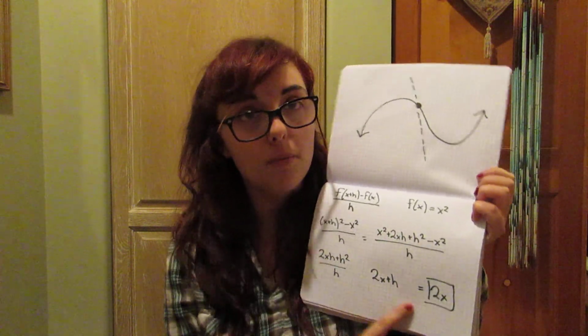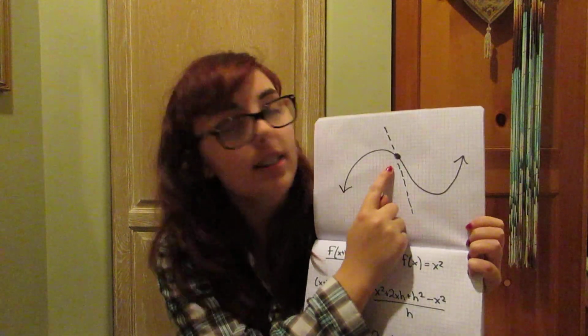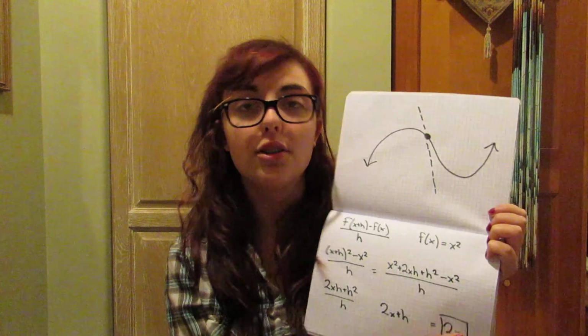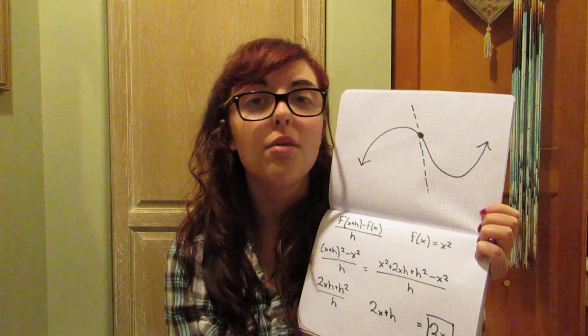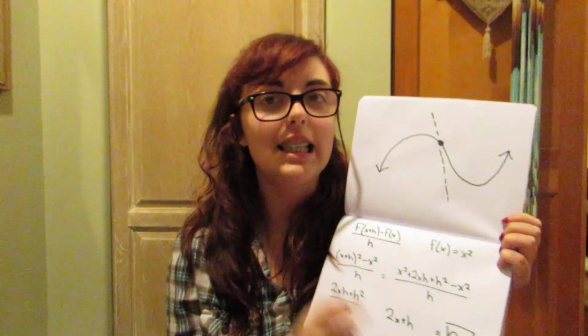And at this moment you're able to finally make the h 0 because obviously the distance right here is 0. And so then after that, you're left with 2x, which is the derivative, which is also the slope. And that is the difference quotient.